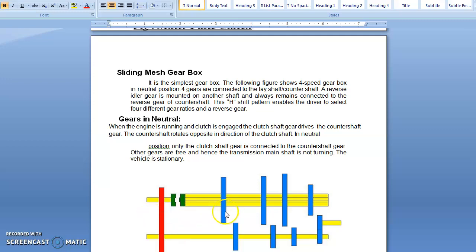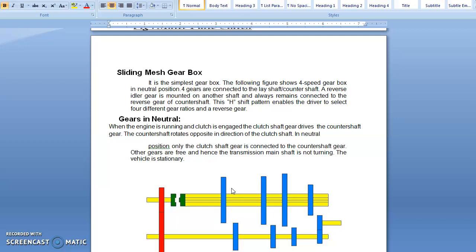You can find here the diagram of a 4-speed gearbox in neutral position. 4 gears are connected to the lay shaft or counter shaft. A reverse idler gear is mounted on another shaft and always remains connected to the reverse gear. So in the 4-speed gearbox, the different positions we get are first gear, second gear, third gear, fourth gear and the reverse gear.